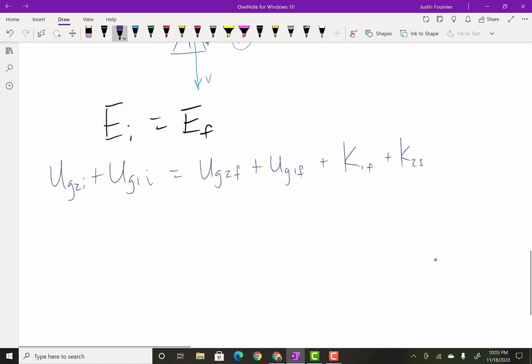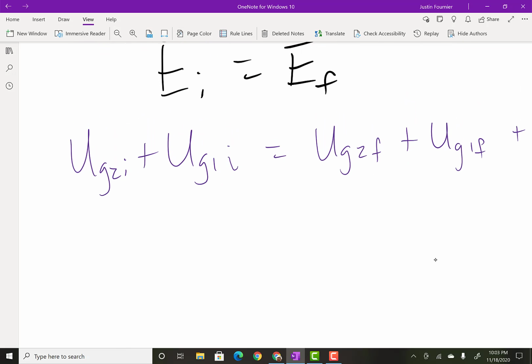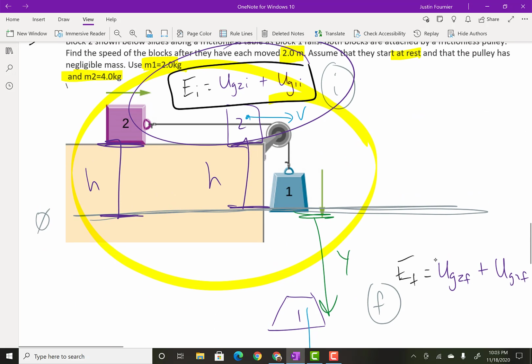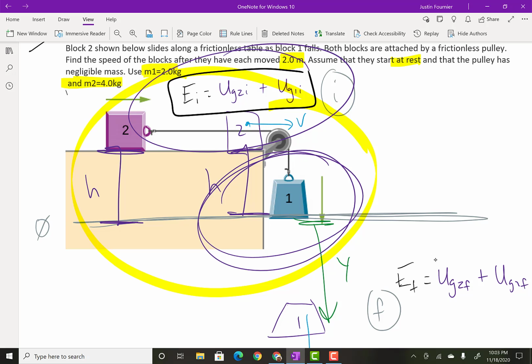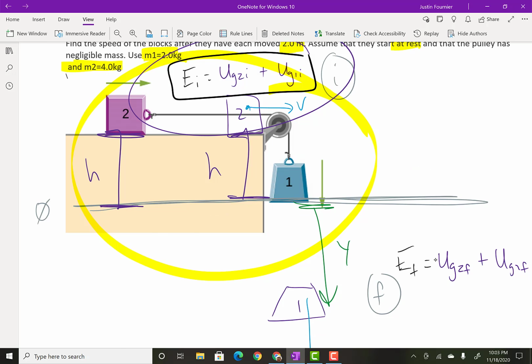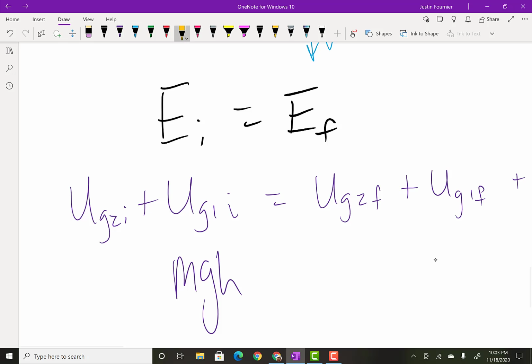All right, let's look at this. The gravitational potential energy of object 1, remember, gravitational potential energy is mgh. So for object 1, well, it's at my 0 mark, right? So h is equal to 0 for object 1. So if h equals 0, then all of this is just going to be 0. It has no gravitational potential energy right here.